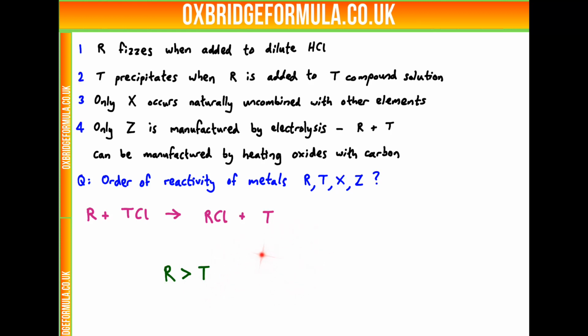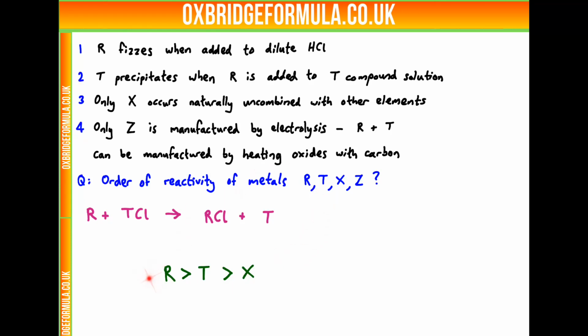So what can we conclude from statement 3 now? We're told that X is the only element of these four that occurs naturally uncombined with other elements on Earth. What does that tell us about the reactivity of X compared to the others? It's a sign of a very unreactive metal indeed, that it would occur by itself, not as an oxide or something like that. So that tells us that X has to be the least reactive metal of all of these if it's the only one that occurs uncombined with other elements on Earth. So we know that X is less reactive than all of these metals.